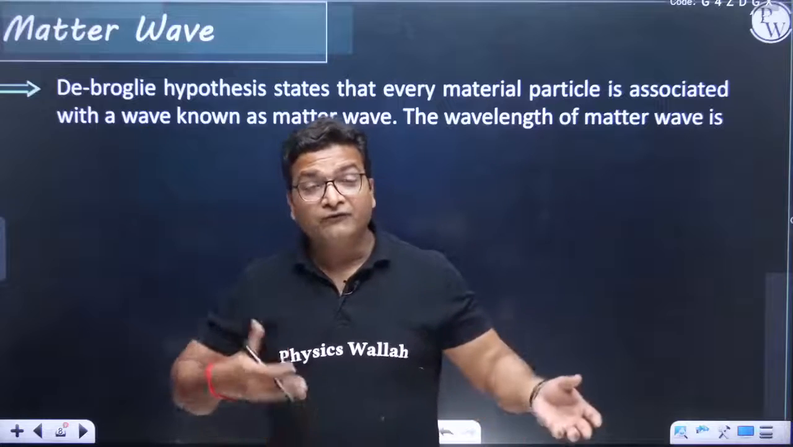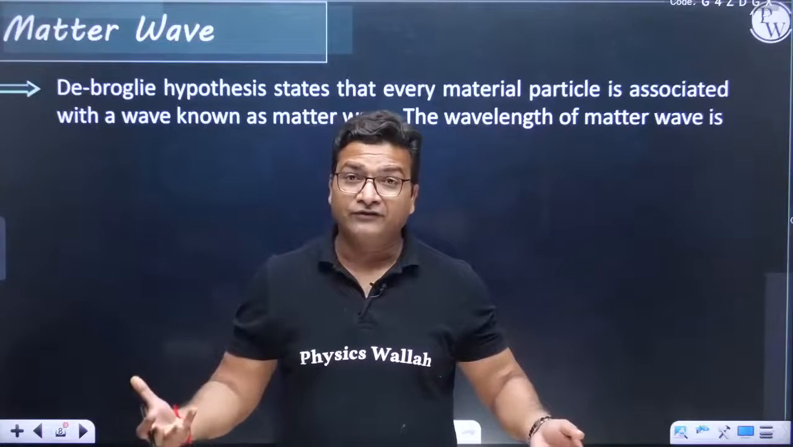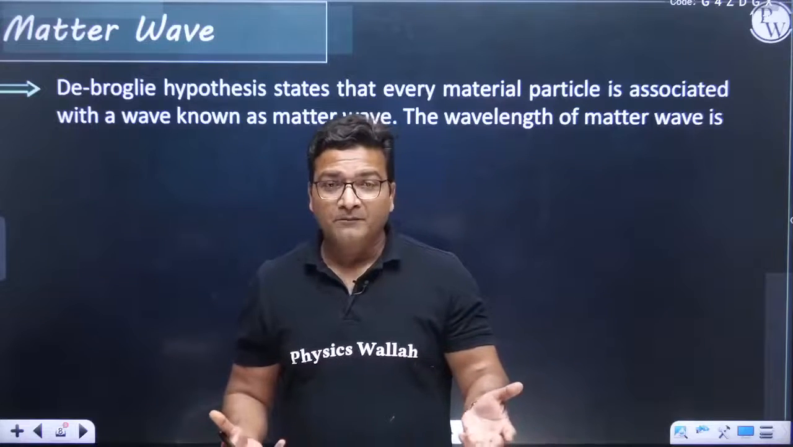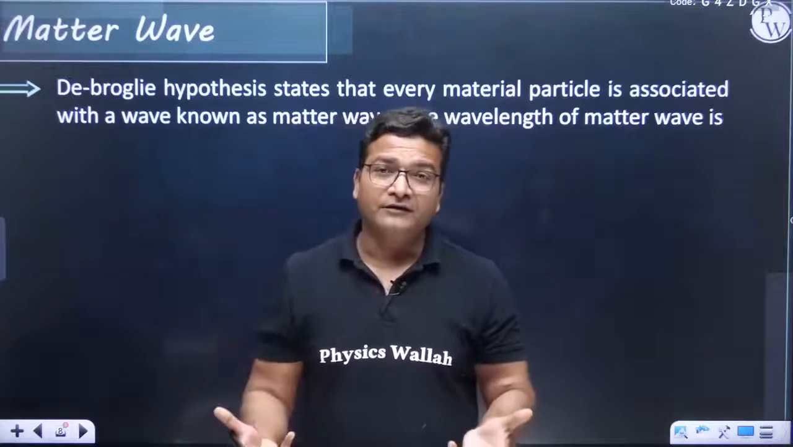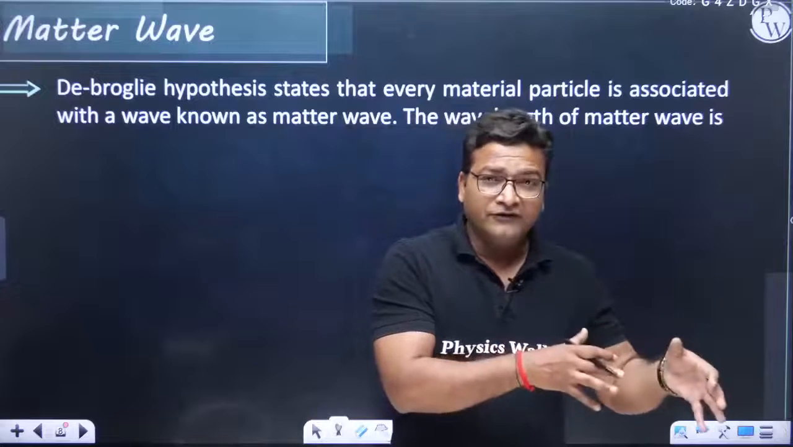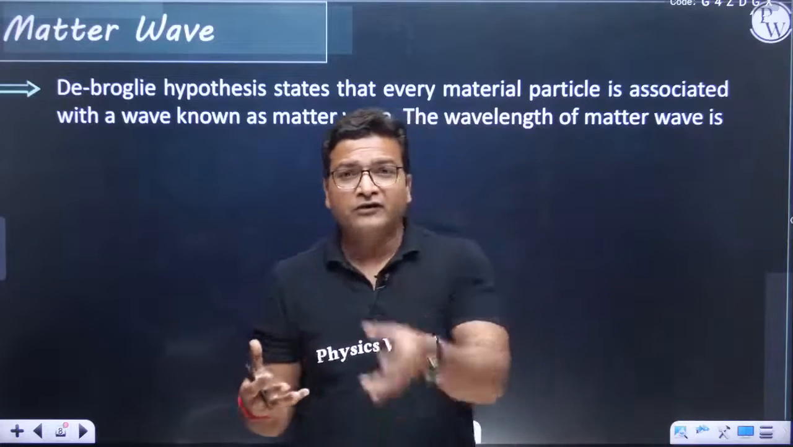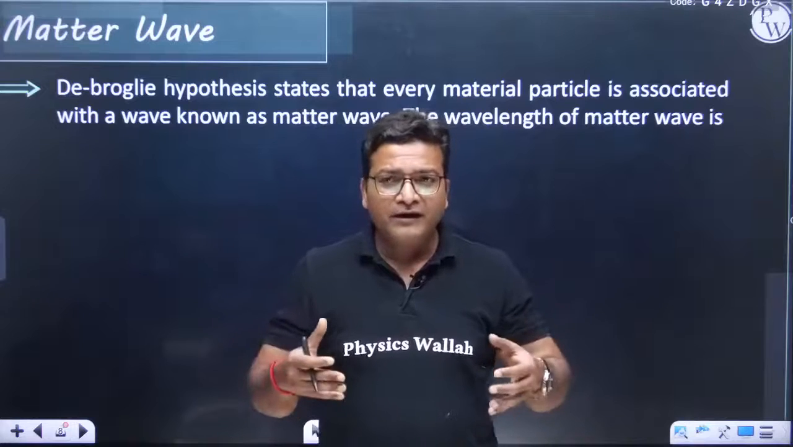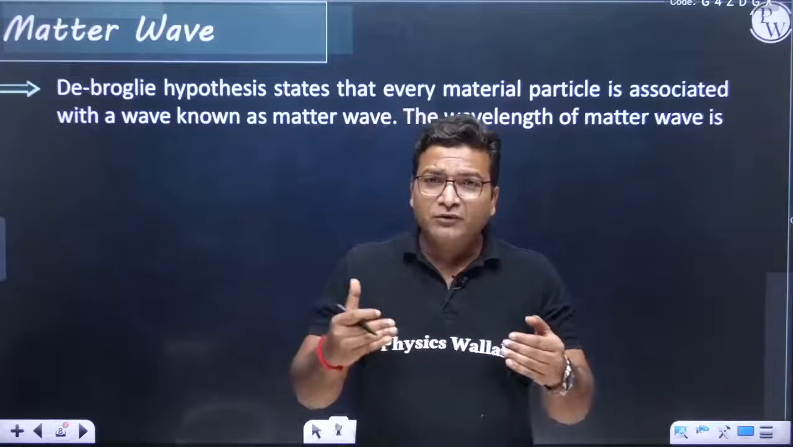So de Broglie had a new thought. If light, which is a wave, can have particle nature, why can't a particle have wave nature? Because nature loves symmetry. If one concept has two characters, why not the other concept have two characters also? So this is called the de Broglie hypothesis.